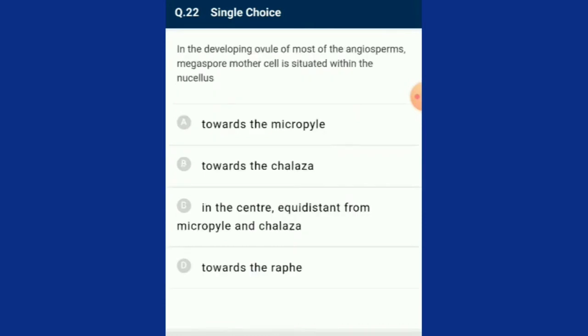Question number 22. In the developing ovule of most angiosperms, the megaspore mother cell is situated within the nucellus. One cell of the nucellus towards the micropylar end enlarges and derives nutrition from the nucellar cells. This is called the megaspore mother cell. It undergoes meiosis to form a linear tetrad of 4 haploid megaspores. Out of these, 3 megaspores towards the micropylar end disintegrate. The one towards the chalaza is the functional megaspore. So the answer is option A, towards the micropyle.